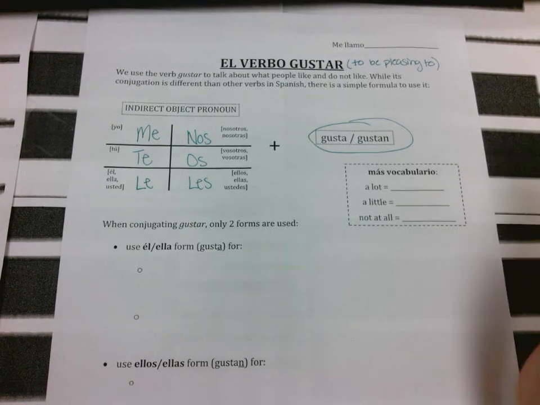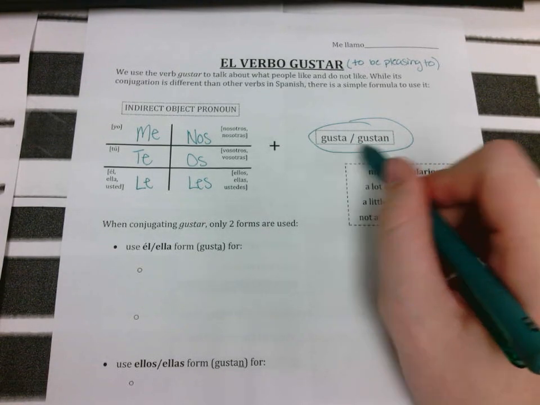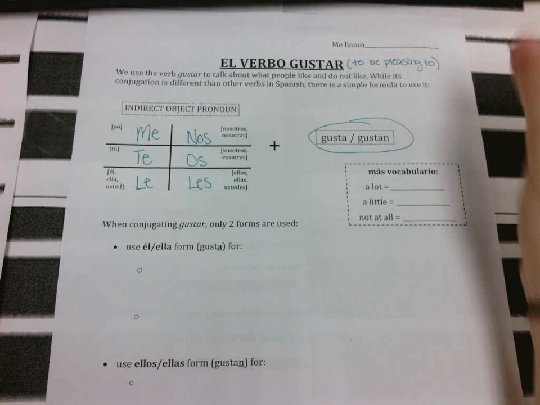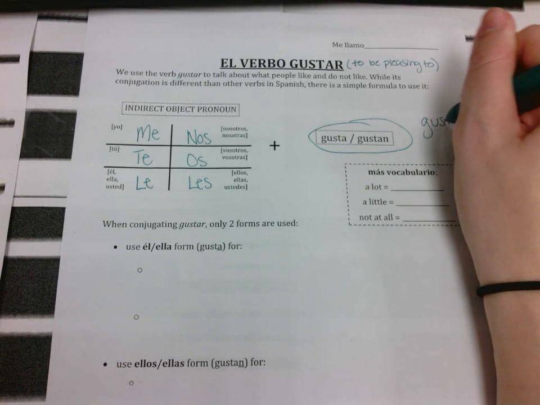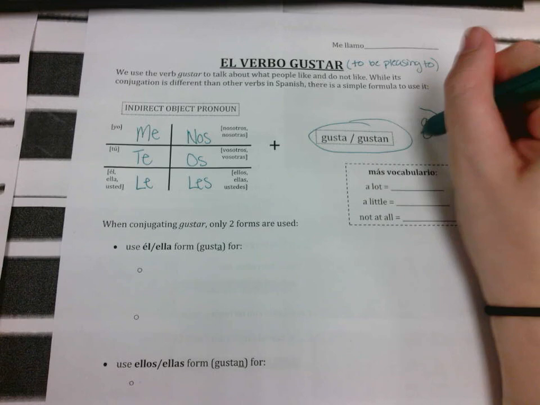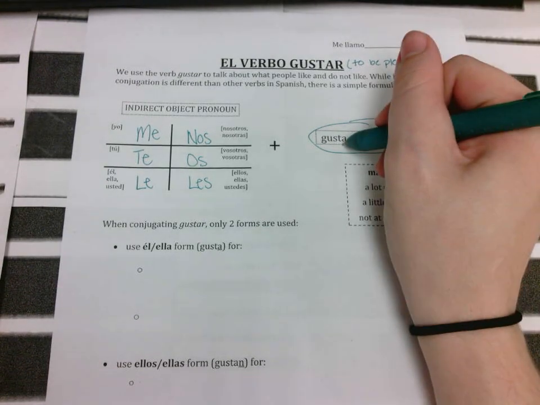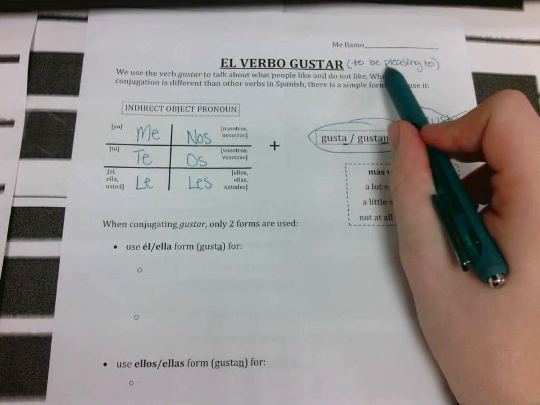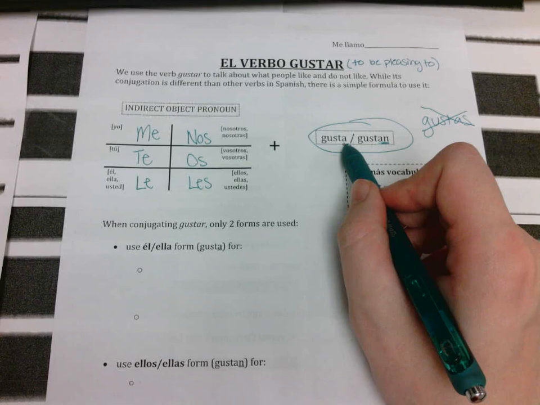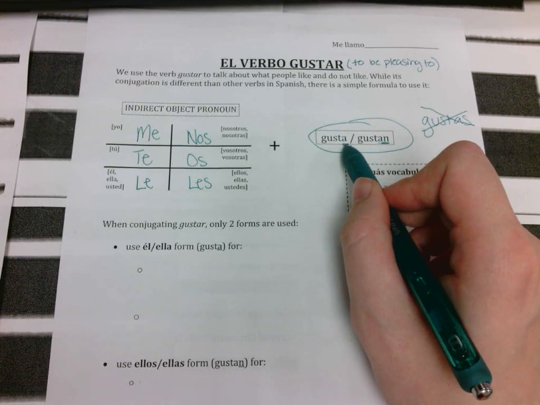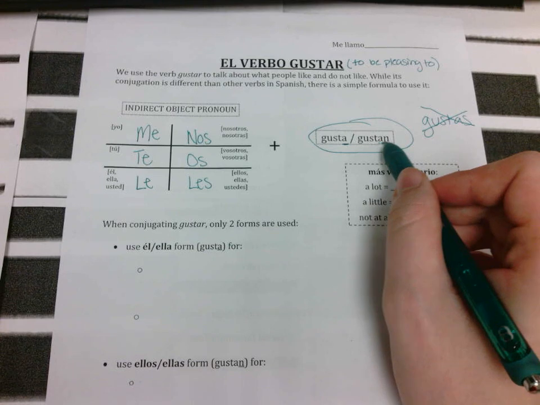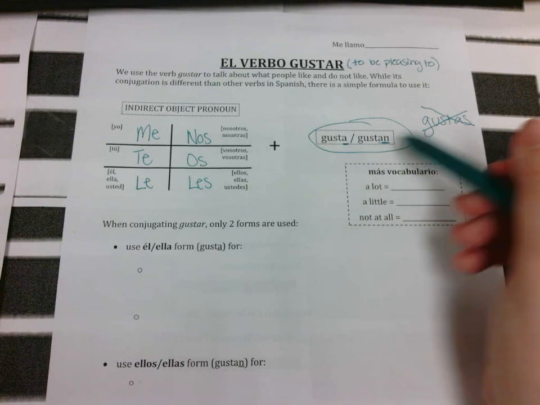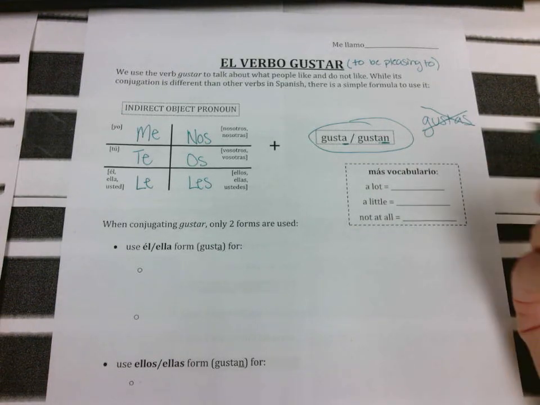Now, gusta and gustan, we are only going to be concerned with these two conjugations of the verb gustar. You are never, ever going to write gustas. Alright, you are never going to write that. It's always gusta or gustan. This goes back to to be pleasing to. So we're saying it in the he, she, it form, it is pleasing to me, or in the they form. If I were saying something that's plural, the books, they are pleasing to me. I like the books, alright?